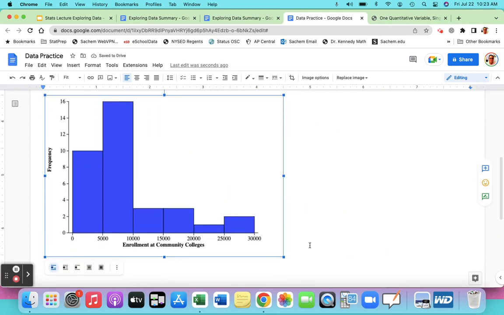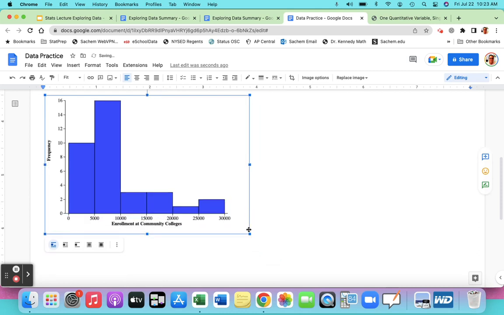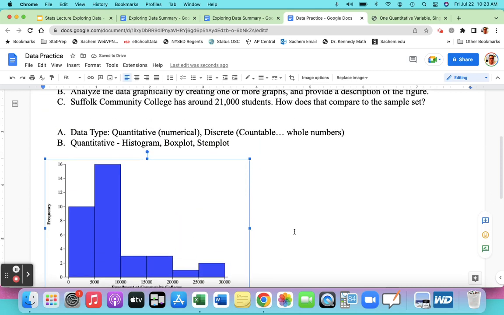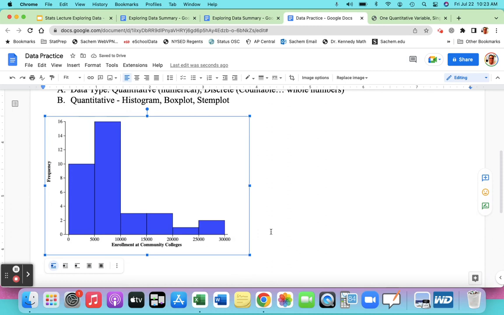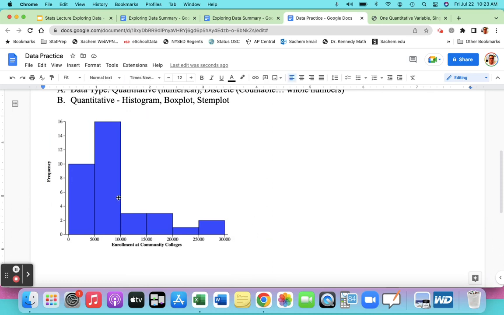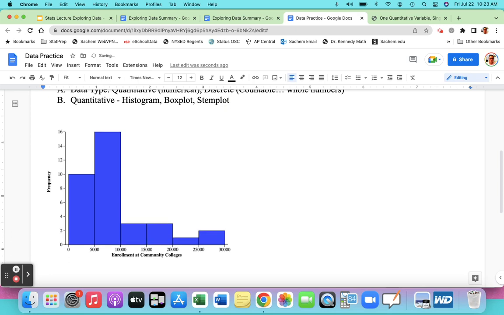All right, and this is perfectly acceptable when you guys do a test or a quiz or a homework, or if you're doing real research. This actually looks really nice. Okay, so this is that. I might want to put a title on it. It doesn't have a title, but right above I might write: histogram of enrollment at community colleges.